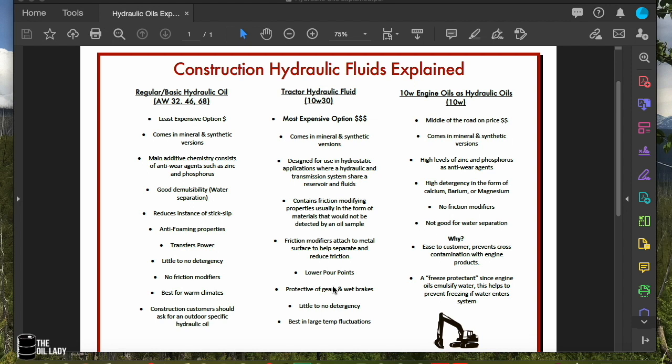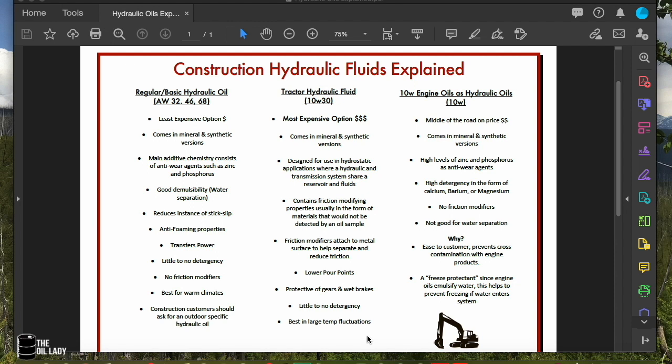These modifiers attach to metal surfaces to help separate and reduce friction. Tractor hydraulic fluids are going to have a lower pour point. They're going to be more protective of gears and wet brakes. There's little to no detergency in there. And then they're best for large temperature fluctuations. So again, like here in the Midwest.